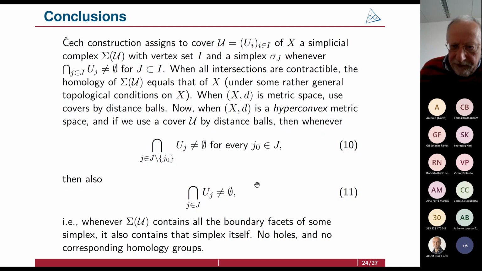Now, again, to recall, when our metric space happens to be a hyperconvex space, and again we cover it by distance balls, then whenever we have non-empty intersections for some parts of the index set, we also get full intersections. That is, whenever the simplicial complex contains all the boundary facets of some simplex, it also contains that simplex itself. And so therefore, there are no holes, and there are correspondingly no local homology groups. So that is really the point here. Hyperconvexity is equivalent to no local homology from the Čech construction, Čech covering with distance balls.